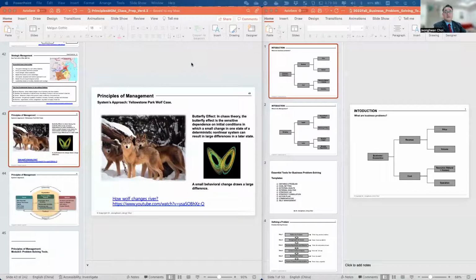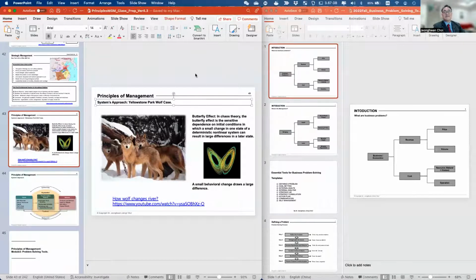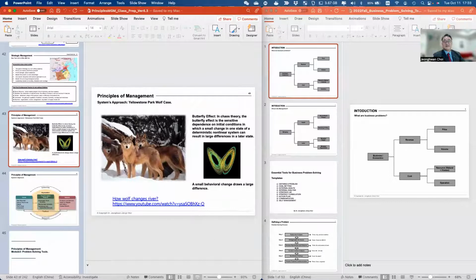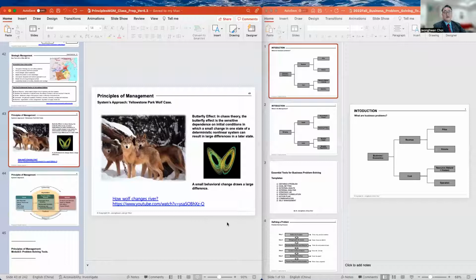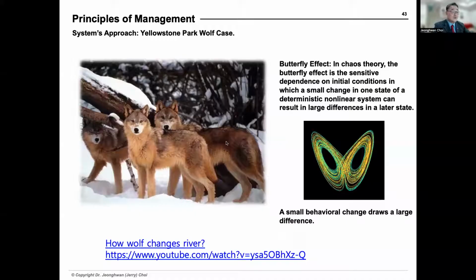Can you see this file? Can you see these two slides? Check. Okay, can you see these two slides? And then can you see the wolf? Can you see this wolf? Cute. Wolf cute.